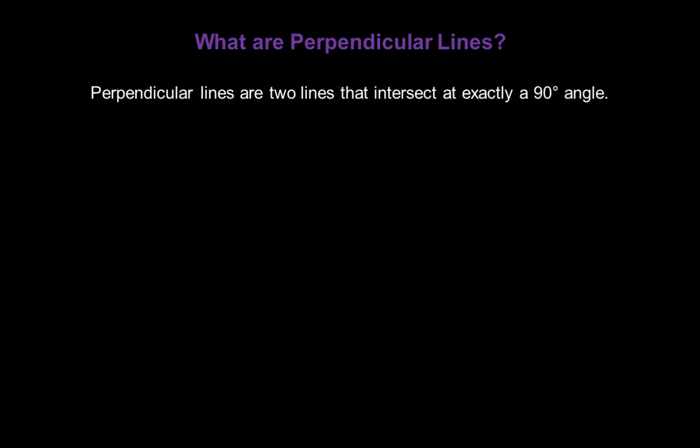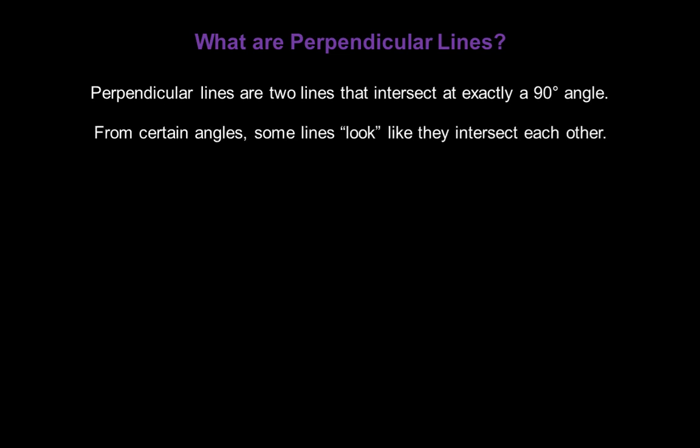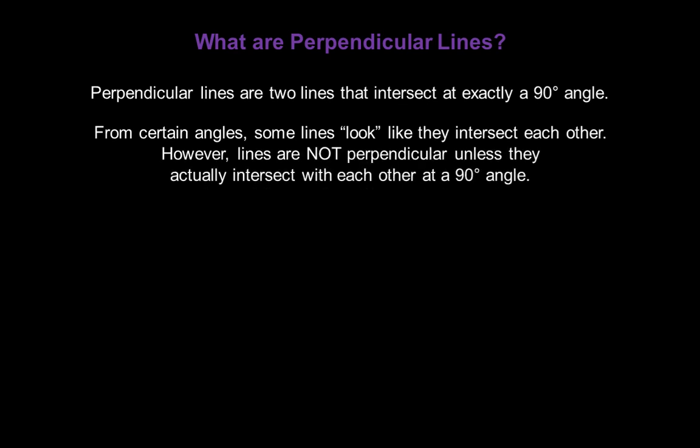What are perpendicular lines? Perpendicular lines are two lines that intersect at exactly a 90-degree angle. From certain angles, some lines look like they intersect each other. However, lines are not perpendicular unless they actually intersect and touch each other at exactly a 90-degree angle.